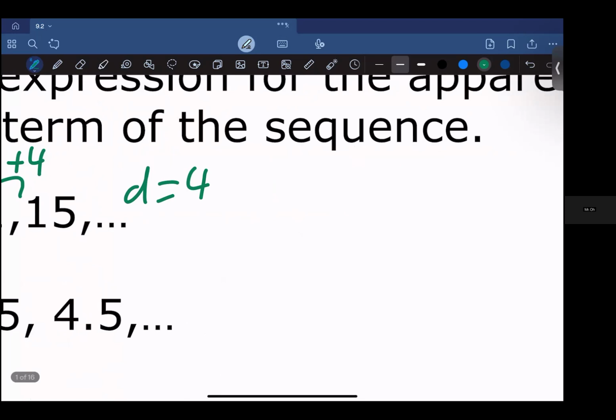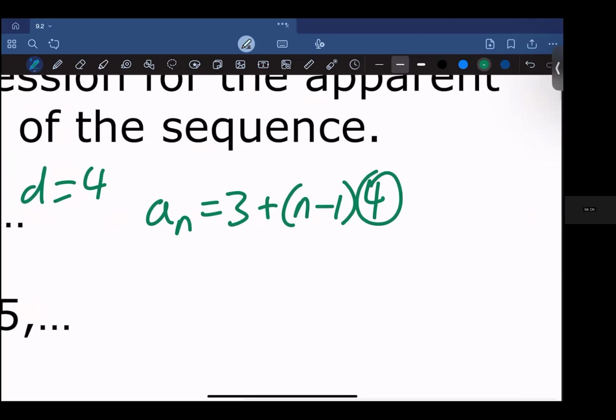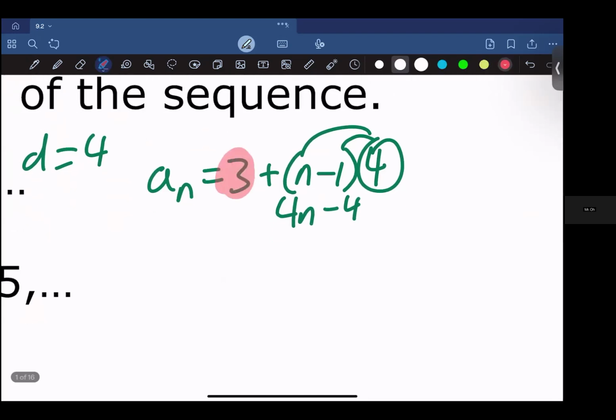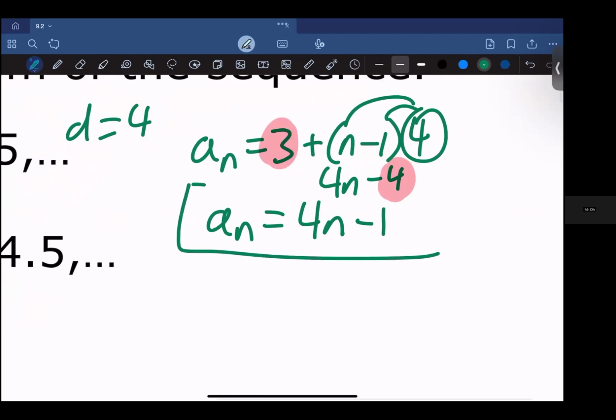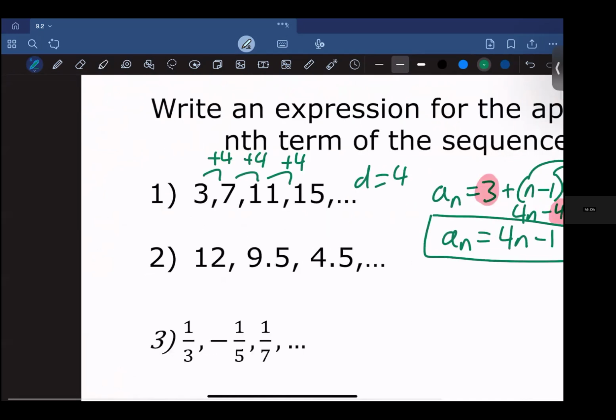And then from here, like we got a lot of practice last time, writing an equation: a sub n equals 3 plus n minus 1 times the common difference of 4. All right. And then what can I do? I can distribute out this 4 to give me 4n minus 4. And then I can also combine these like terms, these constants, to give me a final answer of a sub n equals 4n minus 1. Beautiful. All right. Next one, let me zoom out a little.